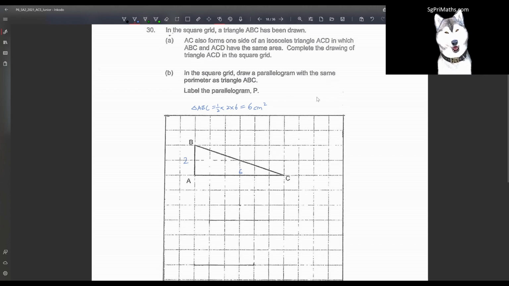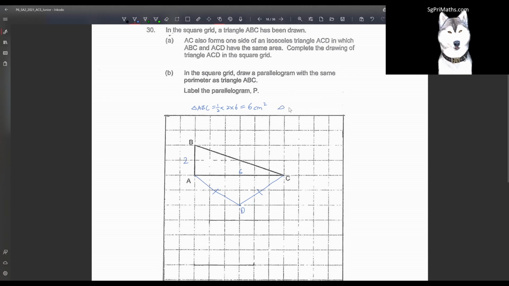Isosceles means that in a triangle two lengths are equal, and these are the base. So D has to be somewhere around here. We can take D to be at this point. If we draw AD and DC, they would be of equal length. So triangle ACD is isosceles because AD is the same length as DC, and we look at the area.